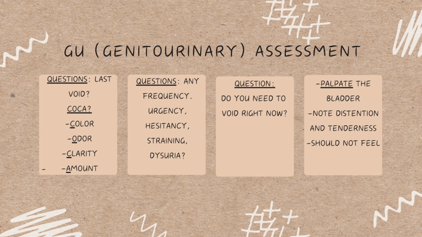The next thing we want to ask is questions about their urinary experience. So that'll be if there was any frequency, urgency, hesitancy, straining, or dysuria, which could also be pain while they're urinating. If they have any yeses to this, we'll want to note that. The next question we need to ask is if they need to urinate right then, because we're about to palpate their bladder. If they need to urinate, palpating their bladder may make them void in the bed.